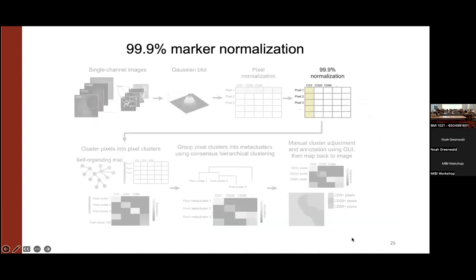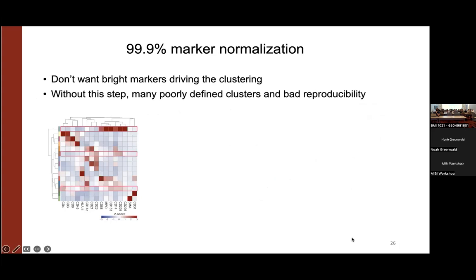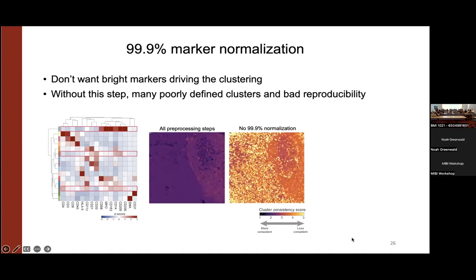Okay, the next step in the pipeline is the 99.9 marker normalization step, which means that we divide each marker by its 99.9 percentile. The reason for this step is that we don't want very bright markers to drive the clustering. Without this step, we see, again, many poorly defined clusters. In this case, it looks like the clusters are expressing a lot of different proteins, so it's hard for us to give it an annotation. And if we assess the cluster consistency score, we can see that it gets really, really bad without this 99.9 normalization step.